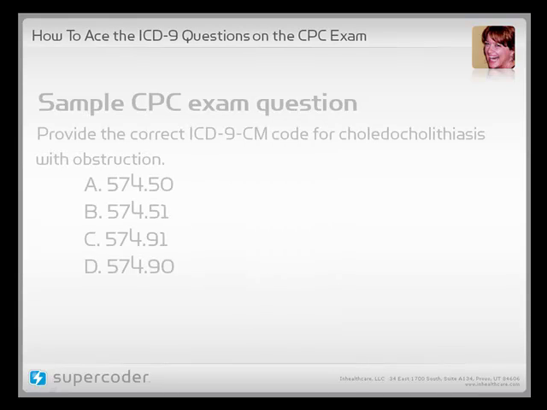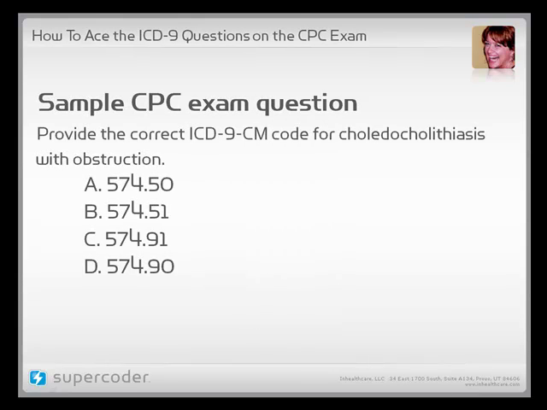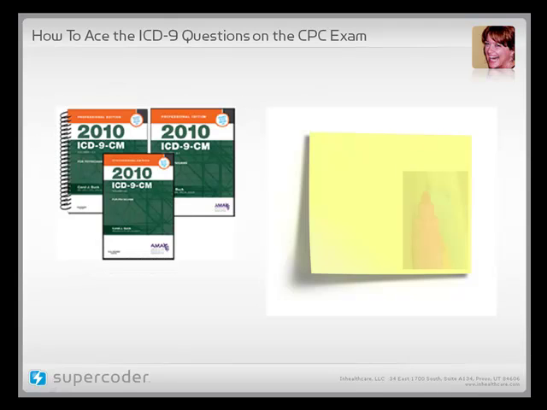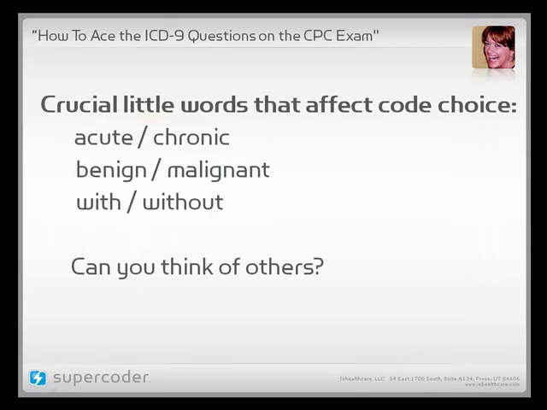It's an open book test, so as you study, make sure you keep your ICD-9 manual open so you can underline important guidelines and make marginal notes. Right, Erin. One thing I underlined when I was preparing for the exam, those crucial little words that can drastically affect code choice, like the words acute versus chronic, benign versus malignant, with versus without. That way, I make sure I notice those little words in the descriptors when I'm nervous during the exam. Yeah, often noticing that one little word can save you tons of time on the exam.